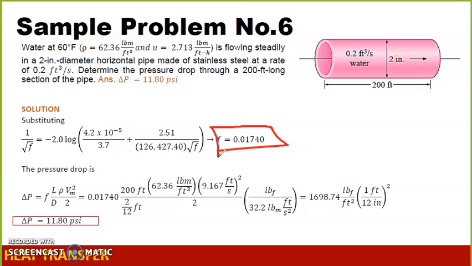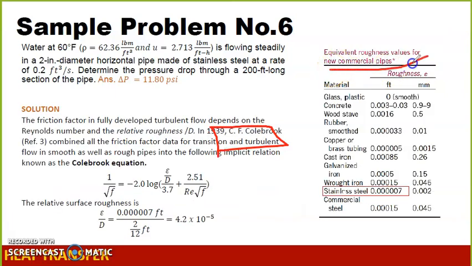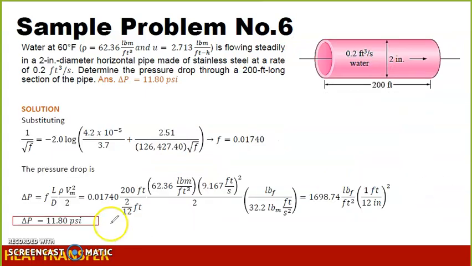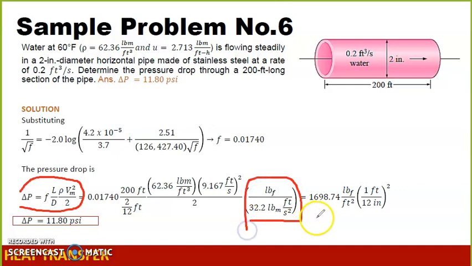So you can use the first equation, just assuming that the pipe is smooth, or you can use this equation and then there's no assumption needed. It's just that the roughness is determined from the material. Substituting for the pressure drop in our equation, and then using the conversion factor, the value for delta P, or the pressure drop, in psi is 11.8.